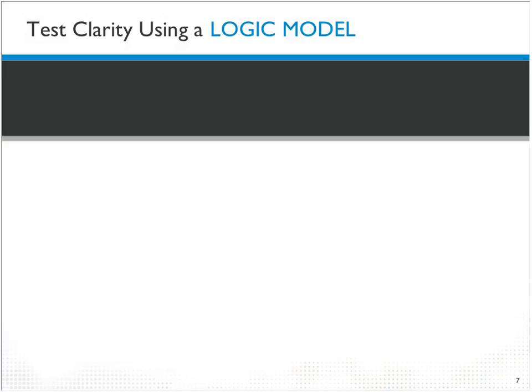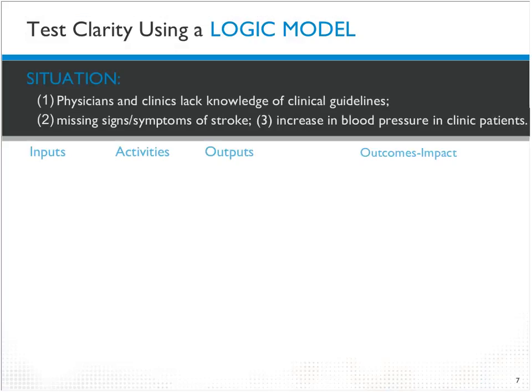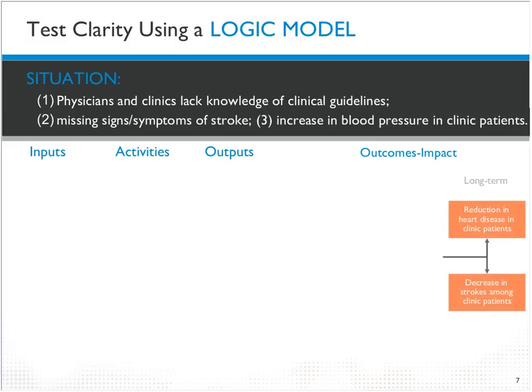So let's walk through this case and map it out on the logic model. We understood that the situation is that we have physicians and clinics that lack knowledge of clinical guidelines and the chronic care model. We also understand that the doctors are missing the signs and symptoms of stroke, and that there's an increase in blood pressure in these clinic patients. So that is the situation that we are dealing with.